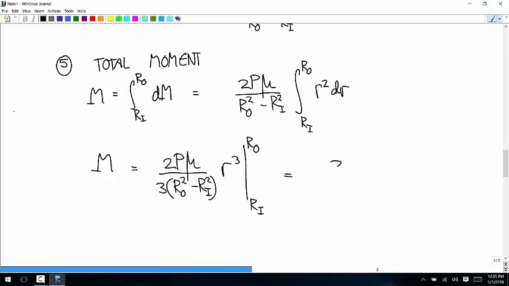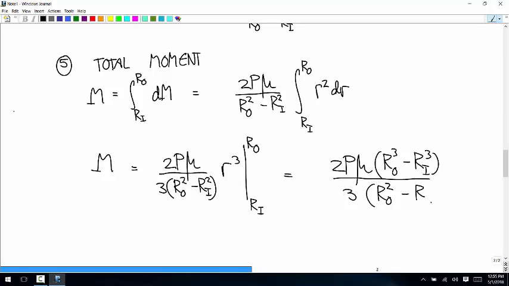And so the final form is 2P mu times the quantity r outer to the third minus r inner to the third, over 3 times the quantity r outer squared minus r inner squared.